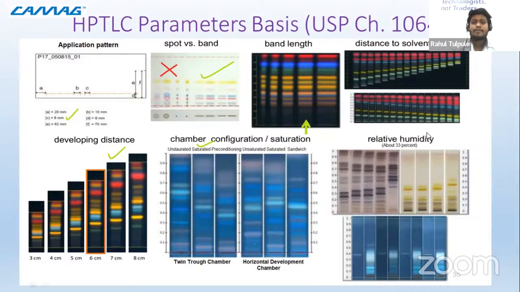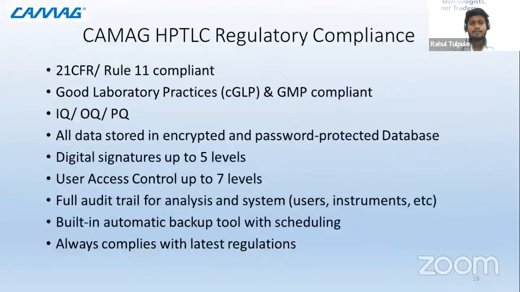Then there are different factors which affect the results. That is relative humidity. The relative humidity plays a very important role when we are talking about chromatographic techniques. When we are talking about planar chromatographic techniques, the humidity in the atmosphere can change the RF values to a very fluctuating range. So we use a humidity controlled system.